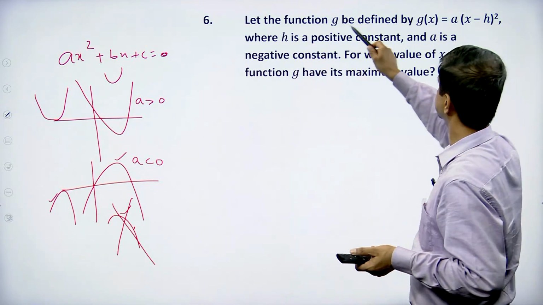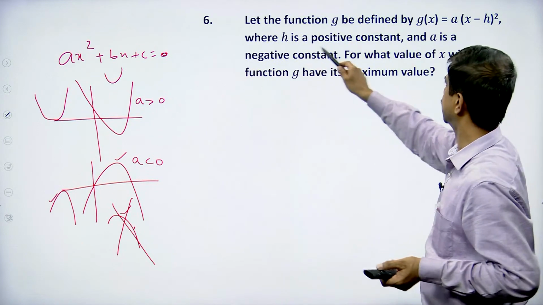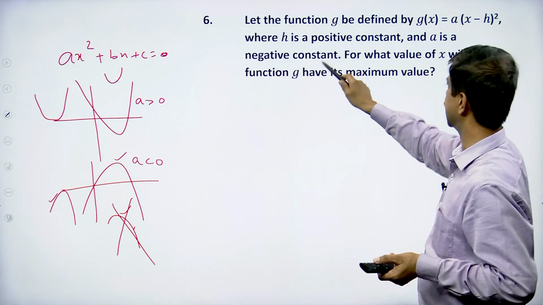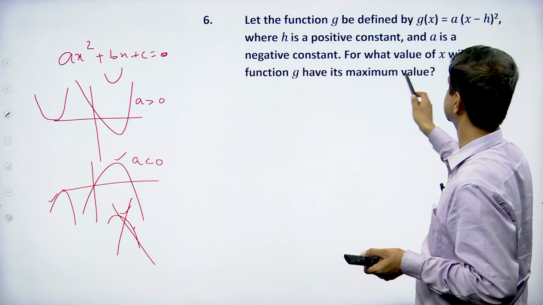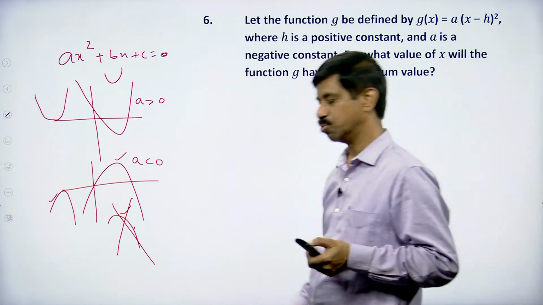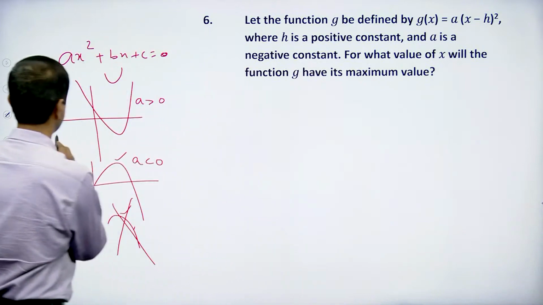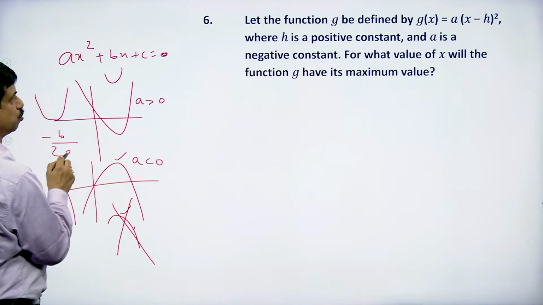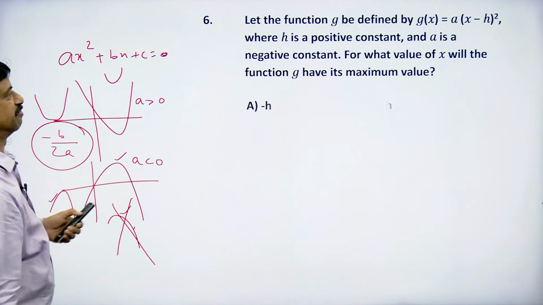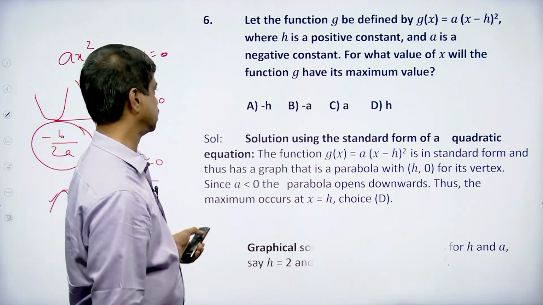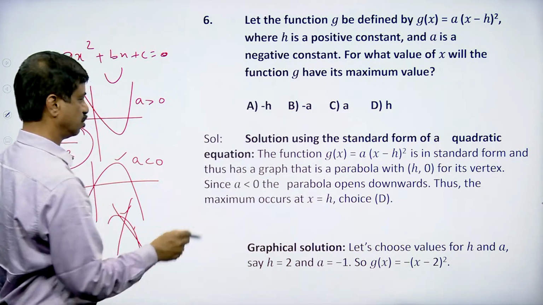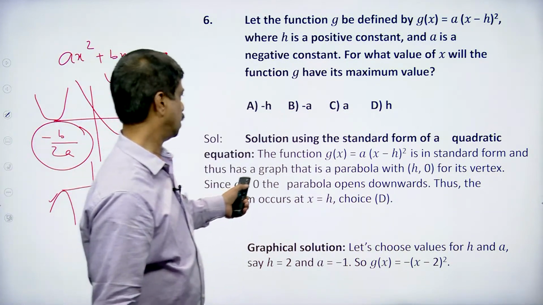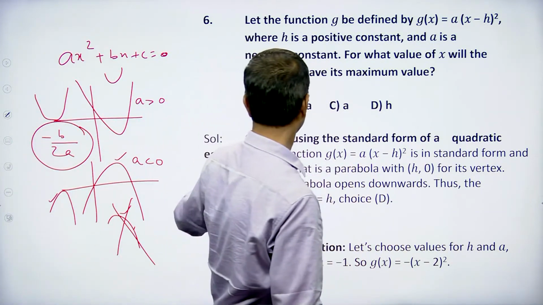So, let the function g be defined by this, where h is a positive constant and a is a negative constant. For what values of x will the function g have its maximum value? Again, maximum value is the same. At x equal to minus b by 2a, it will have maximum value. So, now you need to expand it, children. So, if you expand it, just look at it.